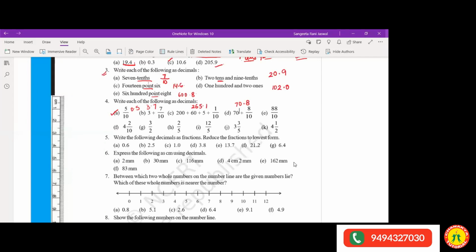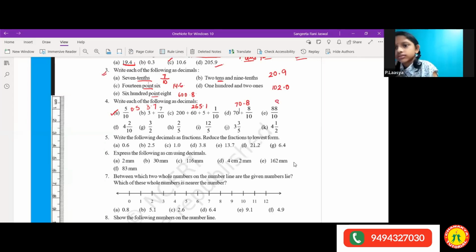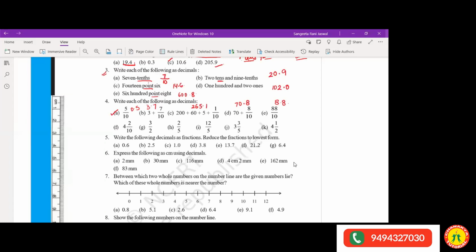See, this is a 2-digit number. Look here, this becomes 8.8. When you have 10 at the denominator, where will you put the decimal? You leave one place from the right side and put the decimal point. So this becomes 8.8.